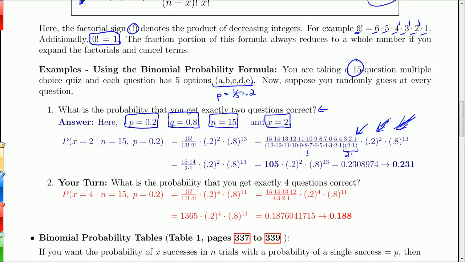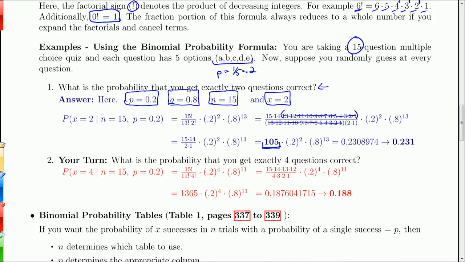What I mean is that if you look at this 13 factorial down here, that cancels with this 13, 12, 11, 10, 9. These are all gone. So a lot of that cancels out. And in fact, what we have is 15 times 14 over 2 times 1, which is just 15 times 7. So that whole messy fraction part will always result in a whole number. In this case, it's 105.